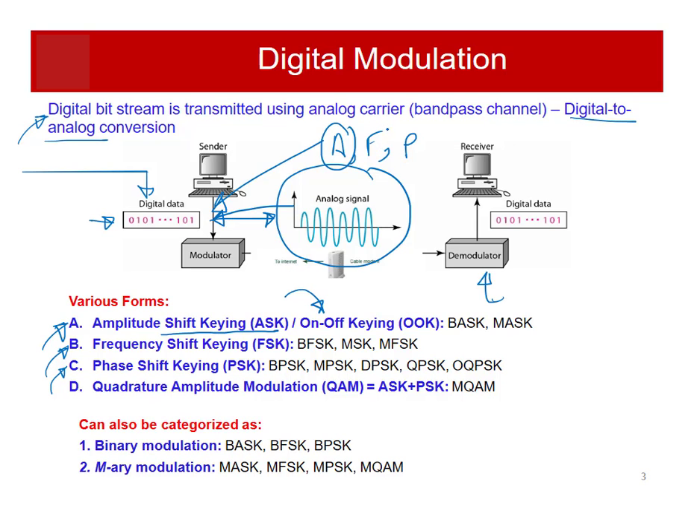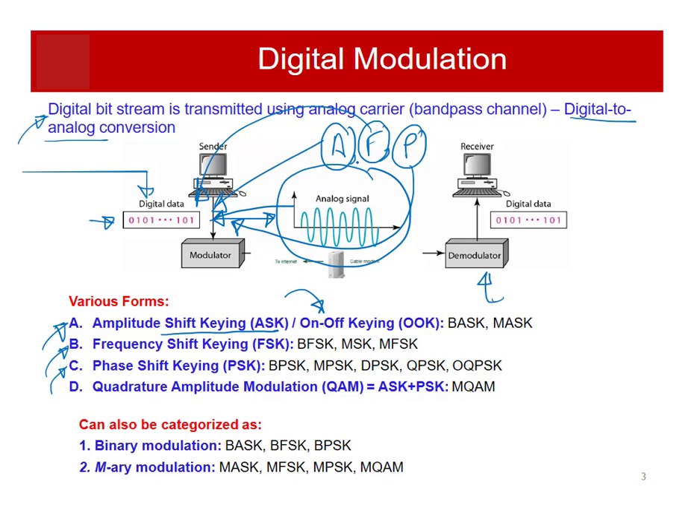The frequency of the analog signal is now actually modified according to the input bit sequence. So this is called frequency shift keying. And finally, you have phase shift keying. Obviously, it is very apparent now that the phase of the analog signal that is transmitted is actually varied according to the input bit sequence.